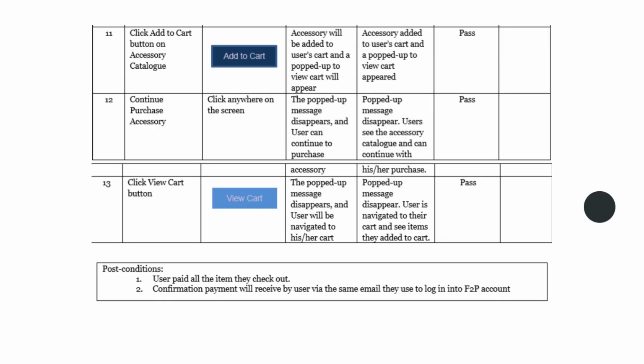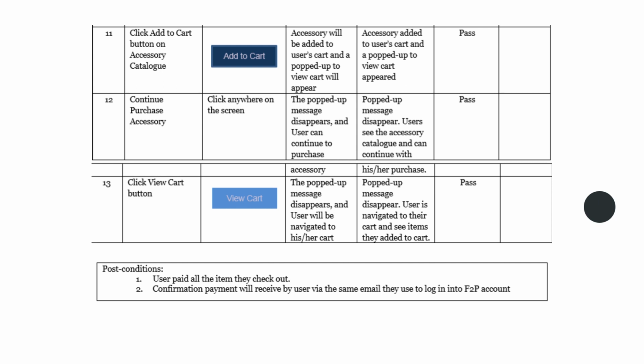Step 11, user can click add to cart button on accessories catalog. An accessory will be added to user's cart and a pop-up to view cart will appear. And the real result, accessory was added to user's cart. Step 12, continue purchase accessory. User can click anywhere on the screen and the pop-up message will disappear and user can continue to purchase. Last step, click view cart button. The pop-up message will disappear and user will be navigated to his or her cart.